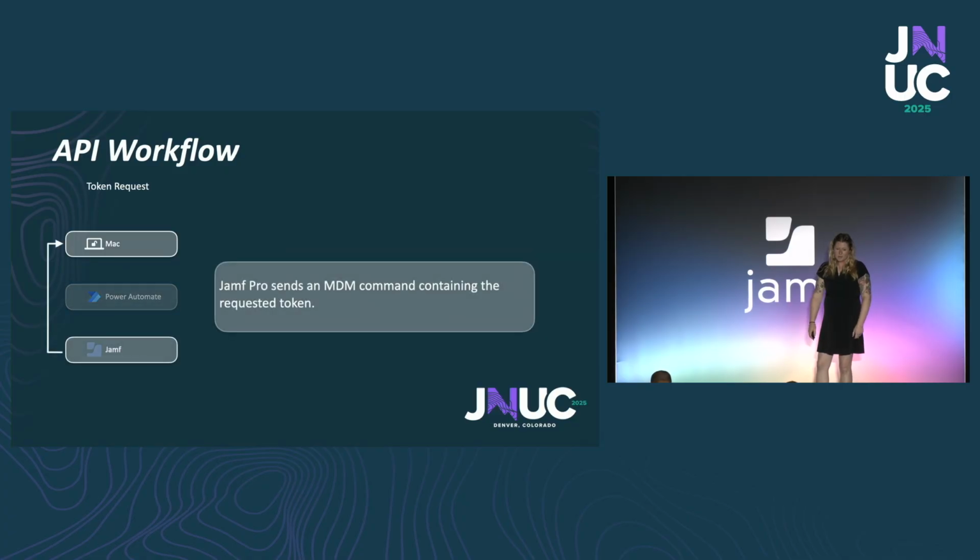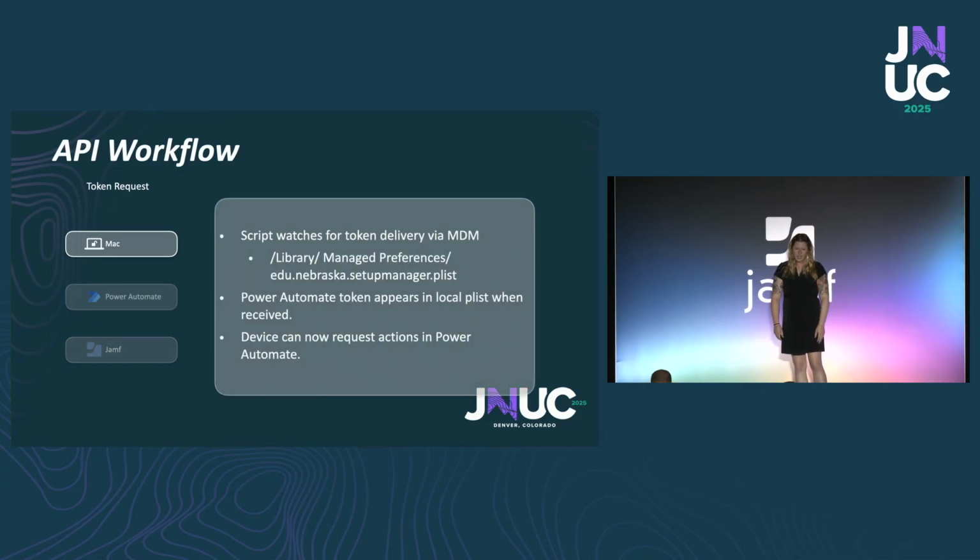So from there, Jamf Pro sent that MDM command containing that requested token. And now the script that we're running is waiting and watching for that MDM command to complete. When it does complete, we'll see an updated file at Library, Managed Preferences, and then the unique identifier that we specified before. So here, that's edu.nebraska.setupmanager.plist.